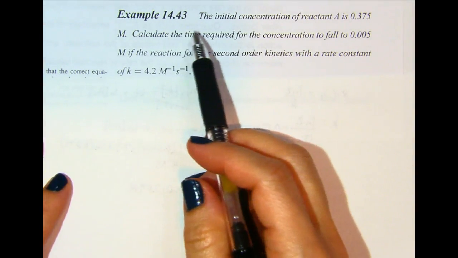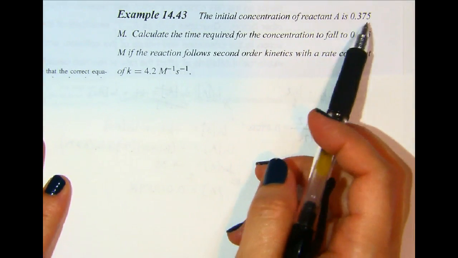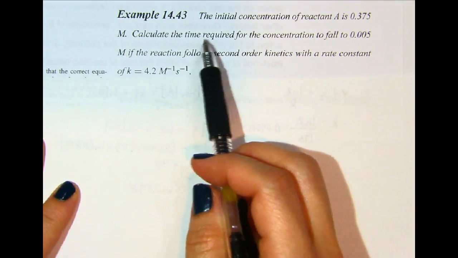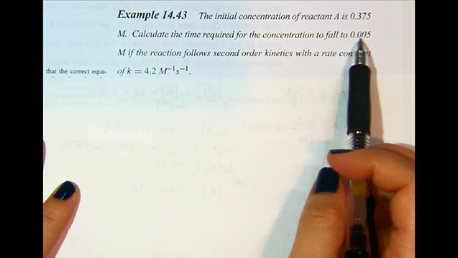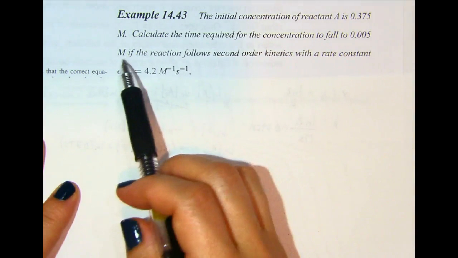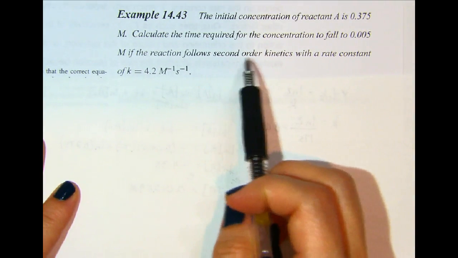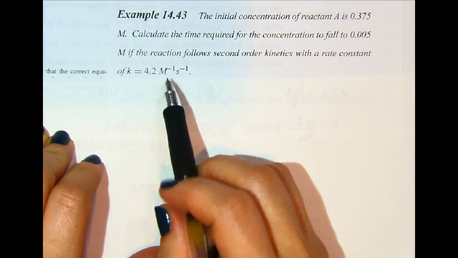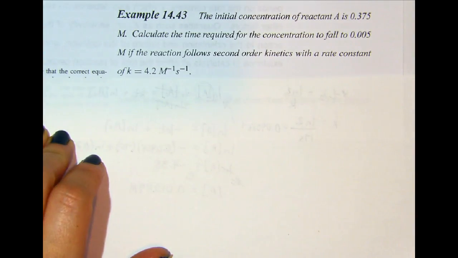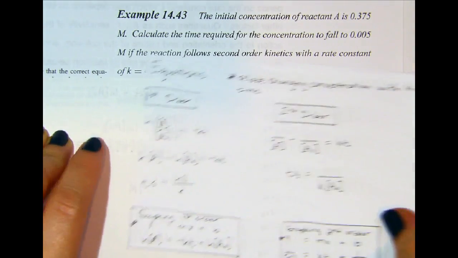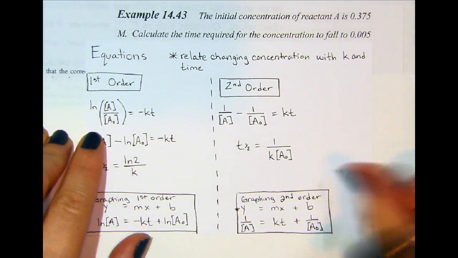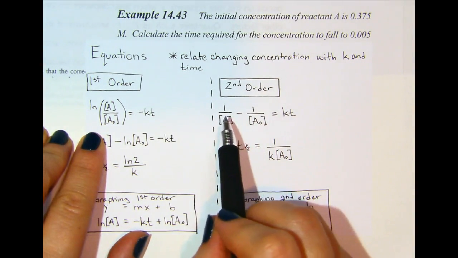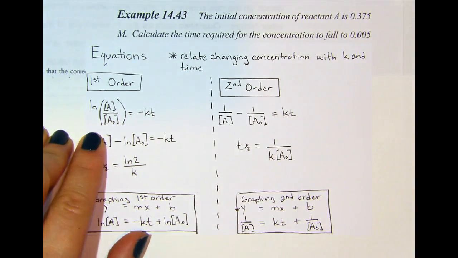Example 14.43, the initial concentration of reactant A is 0.375 molar. Calculate the time required for the concentration to fall to 0.005 molar if the reaction follows second order kinetics. And we're given the rate constant K, which is 4.2. So notice nowhere did they use the words half-life, so I'm not going to be worried about the half-life equation. So it's second order, and I don't need the half-life equation, and so I will use this equation right here.